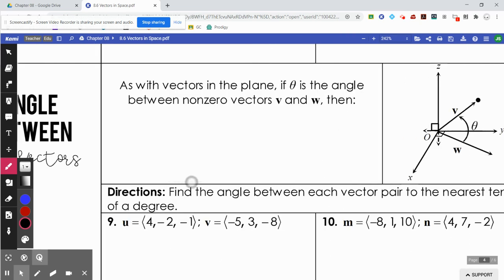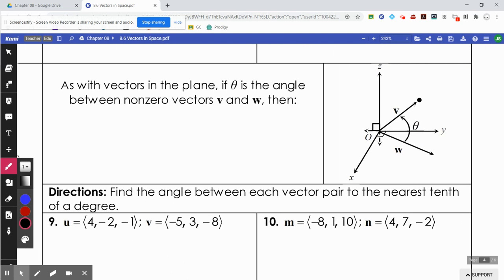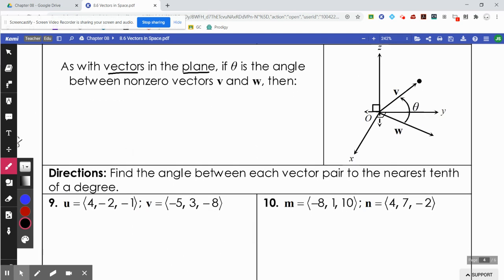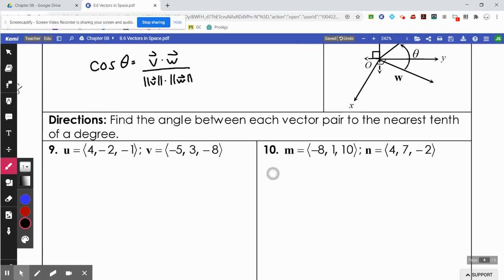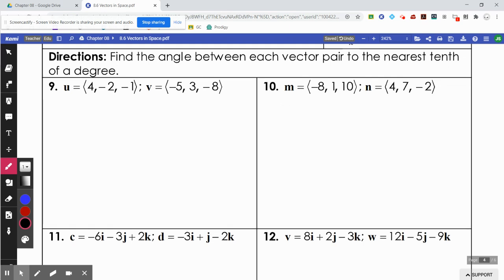Okay, notice on the next part, we're finding the angle between two vectors, and it says as with vectors in a plane. Same thing. If theta is the angle between two non-zero vectors, then the cosine of theta, this should look familiar, is equal to v dot w over the magnitude of v times the magnitude of w. The exact same formula we used before, we can use in 3D as well. So it says find the angle between each vector pair to the nearest tenth of a degree.